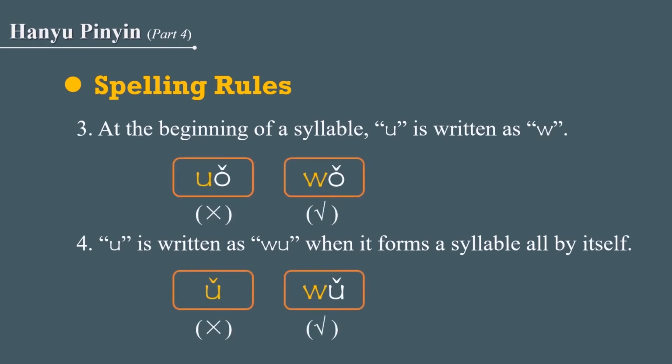Rules 3 and 4 are about final U. At the beginning of a syllable, U is written as the capital letter U. When it forms a syllable all by itself, the capital letter U should be added in front of it.